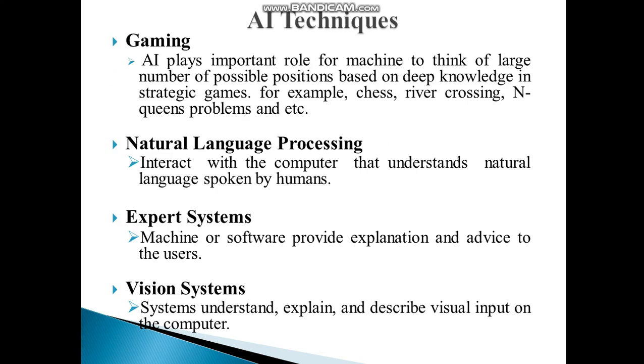Now let's see about the AI techniques. Gaming: AI plays an important role for the machine to think through a large number of possible positions based on deep knowledge in strategic games, for example chess, river crossing, etc. Natural language processing: interact with the computer that understands natural language spoken by humans. Expert systems: machine or software that provides explanation and advice to the user. Vision system: systems that understand, explain, and describe visual input on the computer.